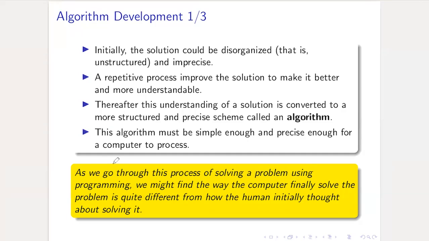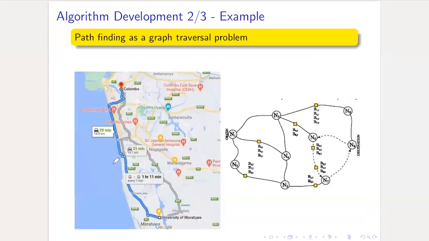There is nothing wrong in ultimately coming up with an algorithm which is quite different to the original solution you thought about. So in thinking about problem solving, you must get into this mindset of developing a precise and structured solution, starting from maybe a quite unstructured and imprecise solution. So to make it easier for you to understand, I thought of discussing a problem that is quite common, finding a path. So here I have a map, as you can see.